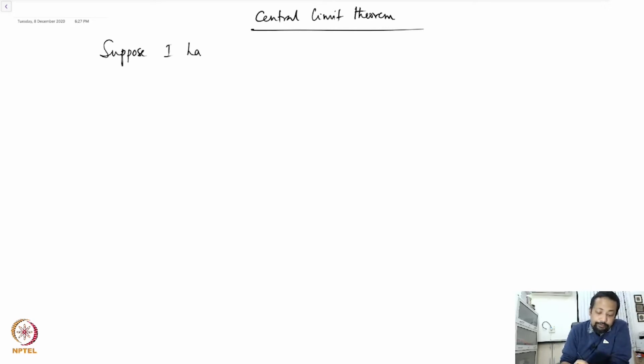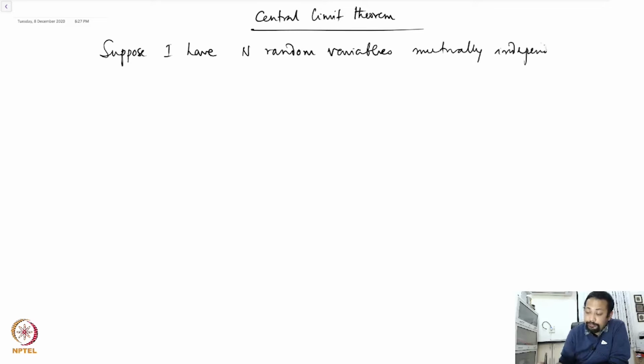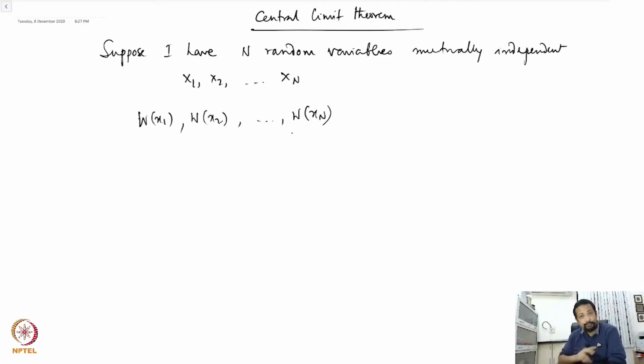I have n random variables which are mutually independent, and let's denote them by x1, x2, xn. The associated probability densities are w(x1), w(x2), w(xn). So the form of w is the same for everybody. Essentially, they are drawn from the same distribution, but they're mutually independent, right?